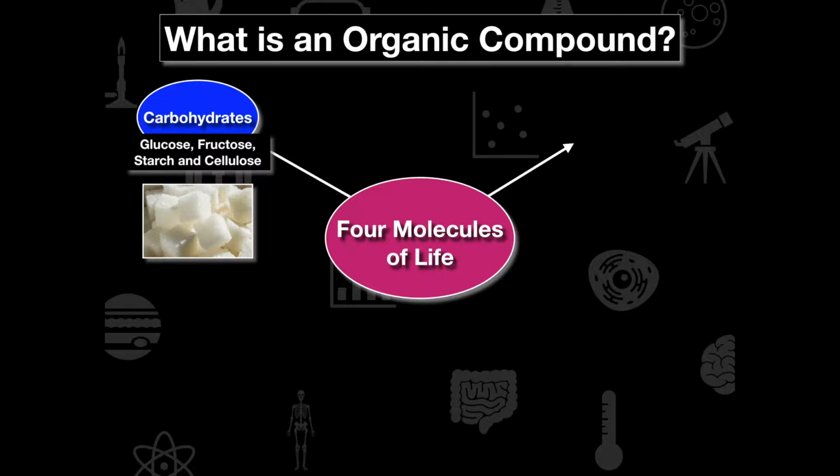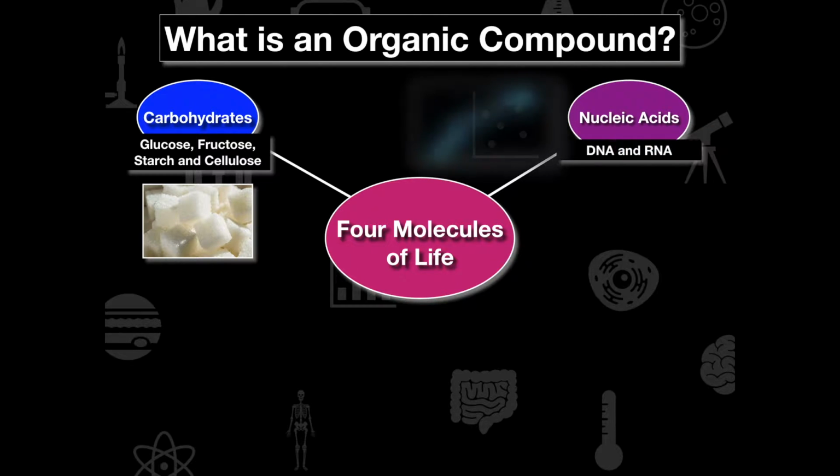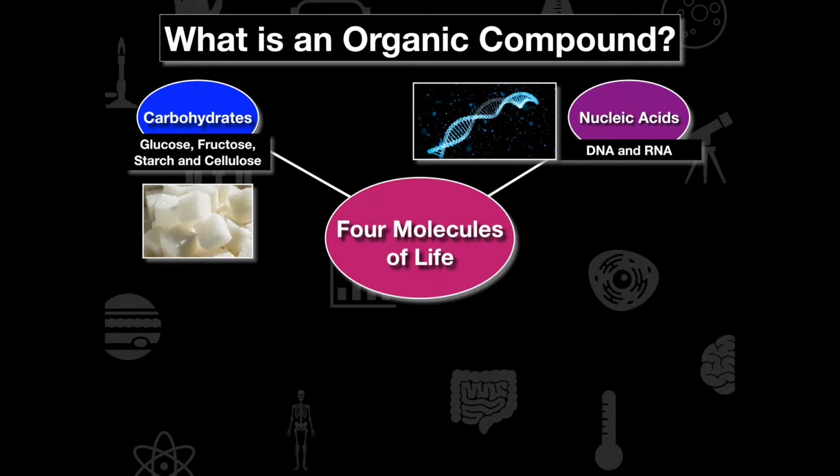The next molecule that we're going to go through and talk about is going to be, in this case, nucleic acids. And nucleic acids are either DNA or RNA. And in this case, they are holding the blueprints or all the directions that we need for life on Earth.